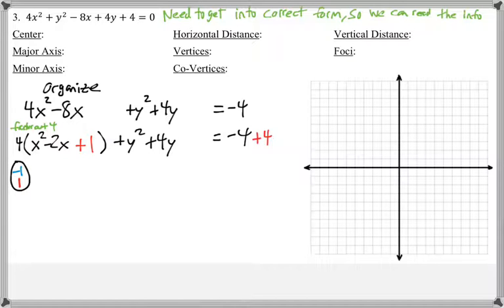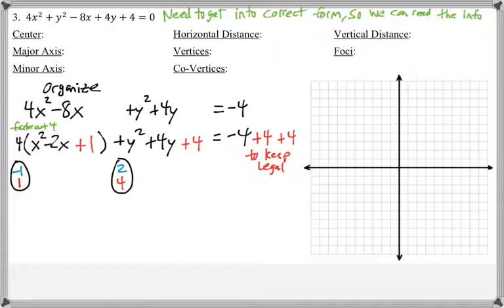Okay, if we complete the square on the y's, half of the 4 is going to be 2. And then if we square that, we get 4. So I'm going to add 4 here, and there's really no parentheses here, so there's nothing being multiplied by this 4. So I could just add 4. So these two 4's are to keep it legal.